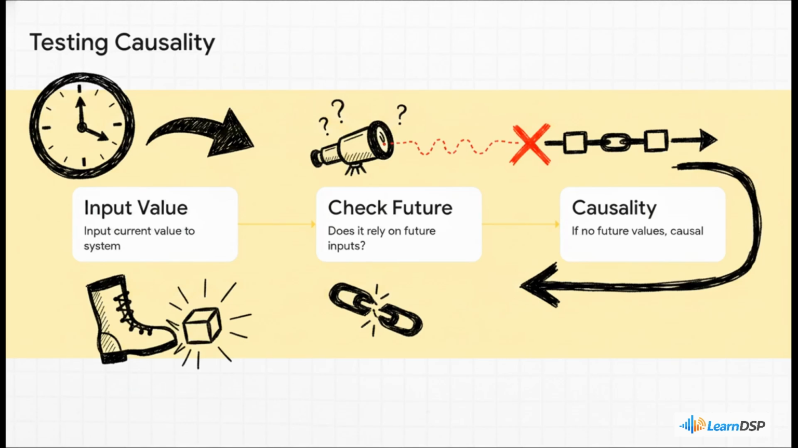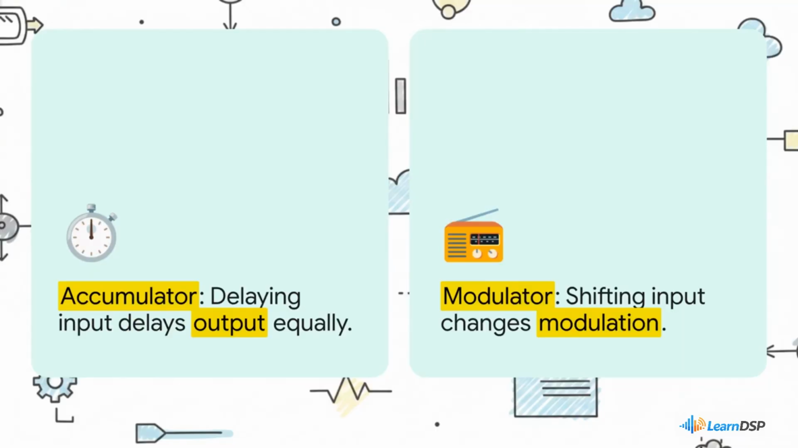Its output depends solely on current and past inputs, never, ever the future. Test number 4 is time invariance. Basically, does the system care what you call the origin of time? If you take an accumulator system and delay the input by 3 seconds, the output just delays by 3 seconds. It is perfectly predictable, so it's time invariant. But if you shift the input into a modulator, you completely change how it interacts with the underlying modulation function. So that one is definitively not time invariant.